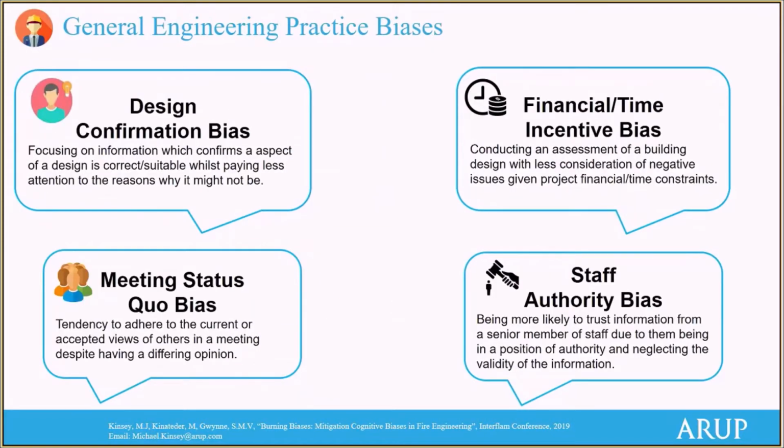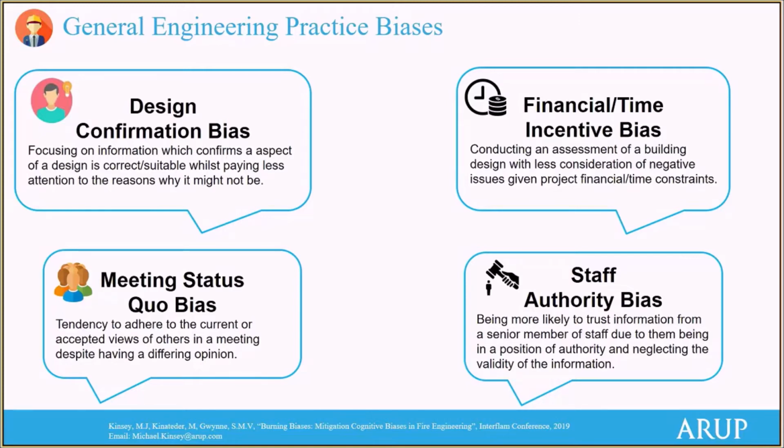If we look at general engineering practice, design confirmation bias. So this is focusing on information which confirms an aspect of a design is correct or suitable, whilst paying less attention to the reasons why it might not be suitable. People who make a given design are naturally inclined to want to defend what they've made, and they may have tunnel vision, not necessarily seeing all the things wrong with it. Engineers may also exhibit financial, time or incentive bias, so they're conducting perhaps an assessment of the building design with less consideration of the negative issues during a project due to financial or time constraints. Maybe they don't have a lot of time, or they've been given a certain amount of money to actually complete an item of work, and this can create biases in some of the decisions they make.